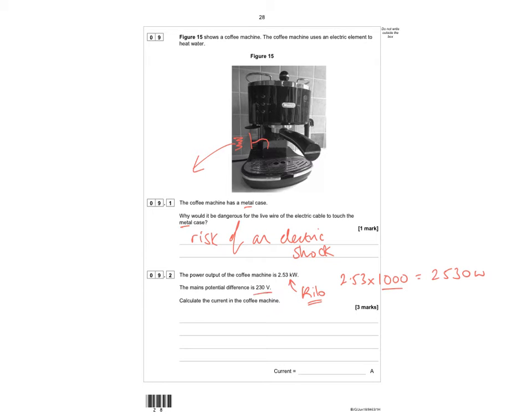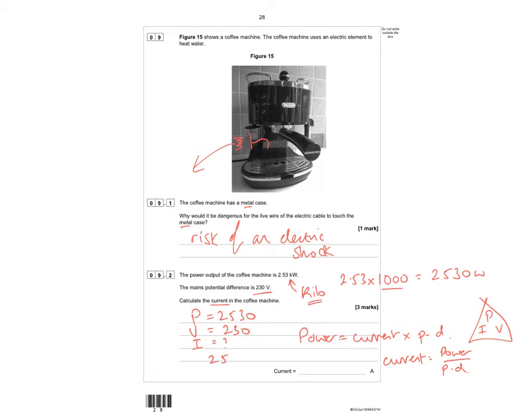And we know we've got the potential difference. So P equals 2,530, V equals 230, and we're trying to find the current. We then need an equation. The equation for this is power equals current multiplied by potential difference, or if we rearrange, current equals power over potential difference. So it's 2,530 divided by 230, and if you put that into a calculator, that gives a current of 11 amps.